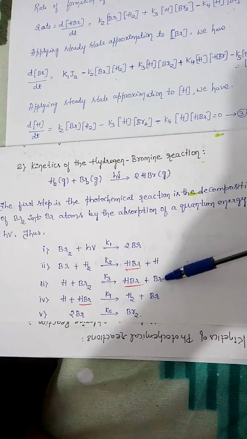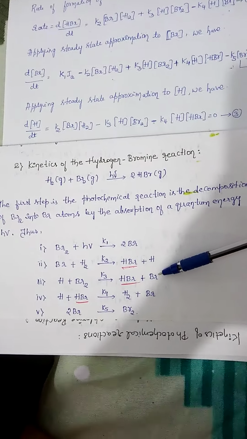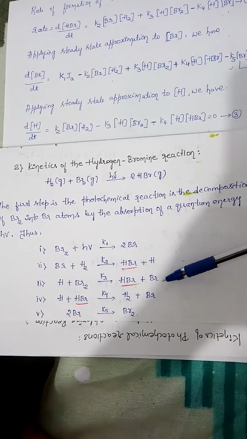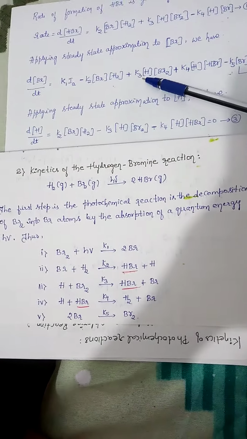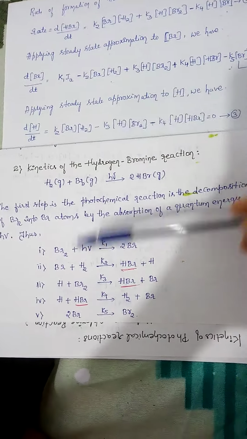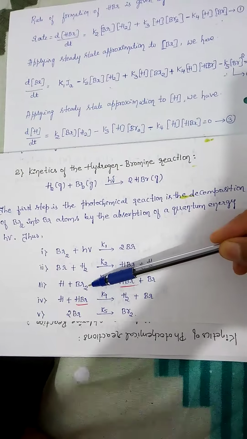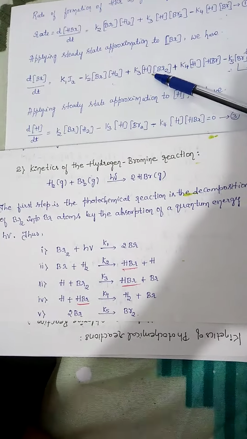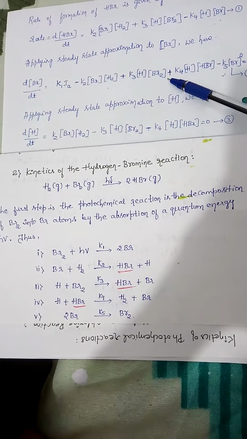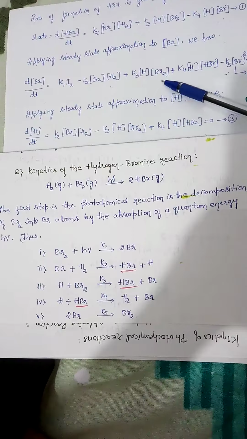Next, see the third step. In the third step, find out the bromine. Bromine is present in the product side. So for that, write the rate constant, that is plus K3 into concentration of H into concentration of Br2. So this is about the third step.